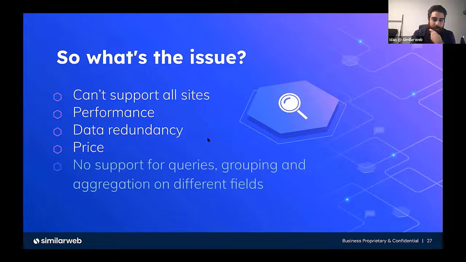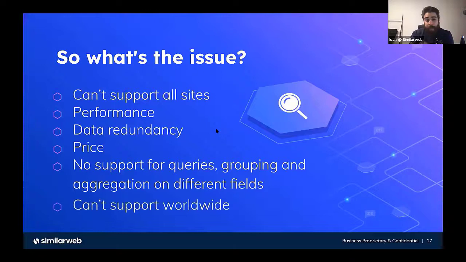And another thing, the most basic and important thing, is we can't support any other queries, any other grouping and aggregation on different fields from different directions. We can only support calculating the segments as is. We can't support anything else on that data. The data is written in JSON format specifically for the Lambda to read. So those are the issues that we faced.